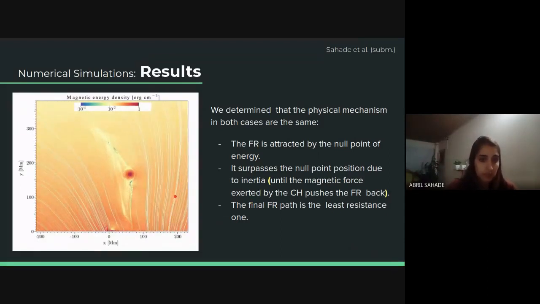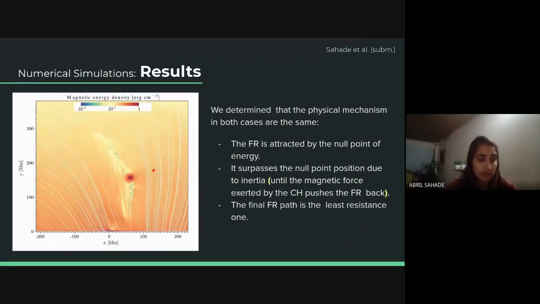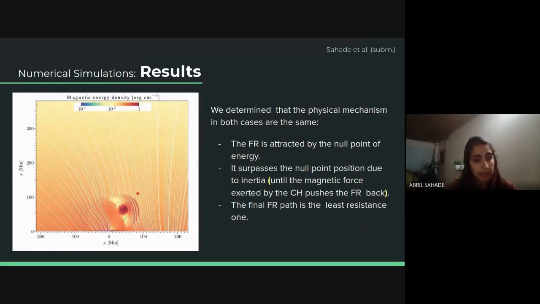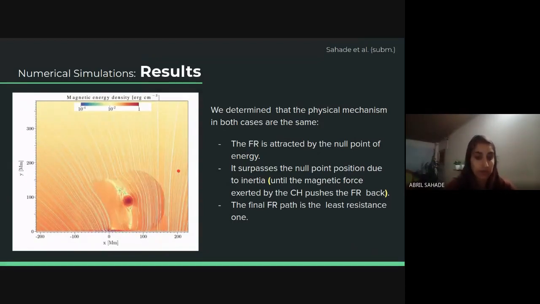So here in the GIF we can see how the flux rope evolves towards the coronal hole and afterwards is pushed back. So, well, at high altitudes in the corona, both cases, the aligned and the anti-aligned, will go against the coronal hole structure. So it is in concordance with the observations.